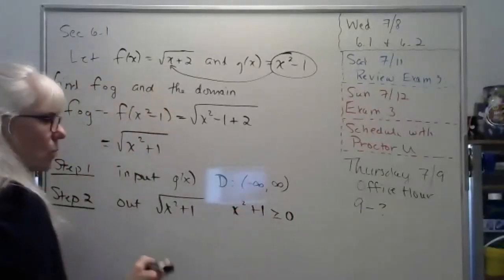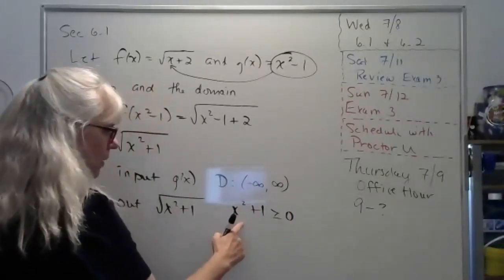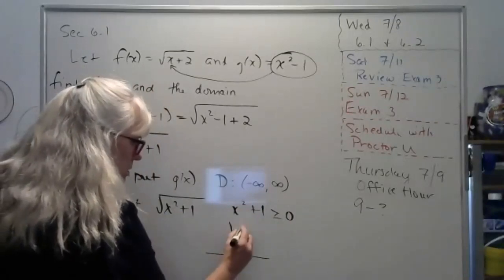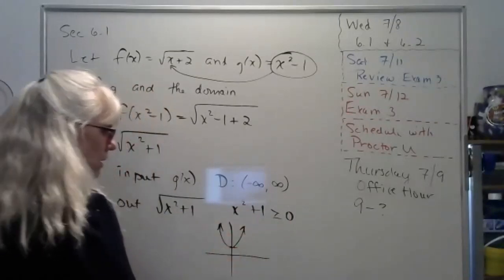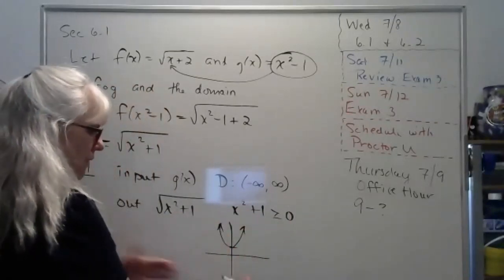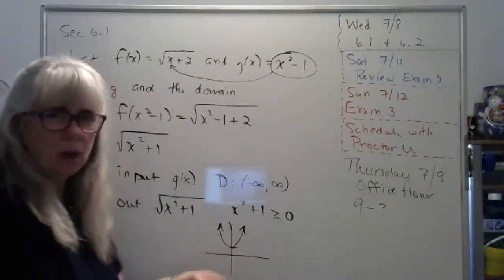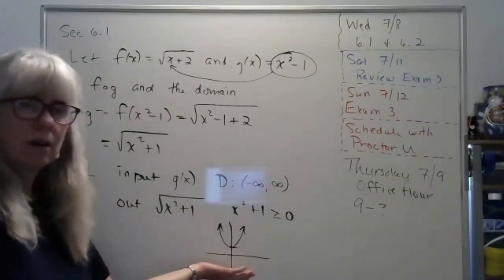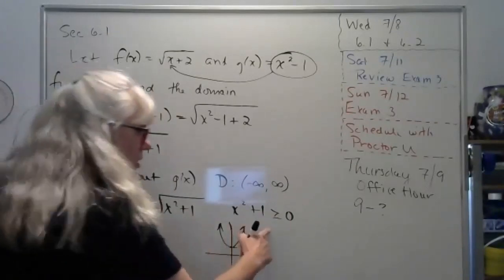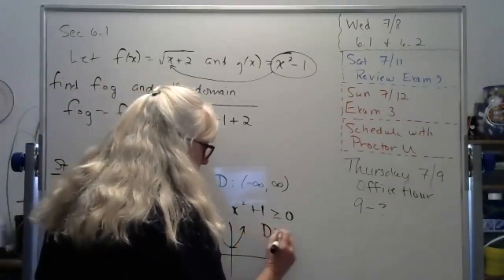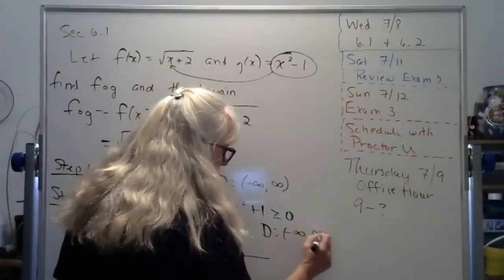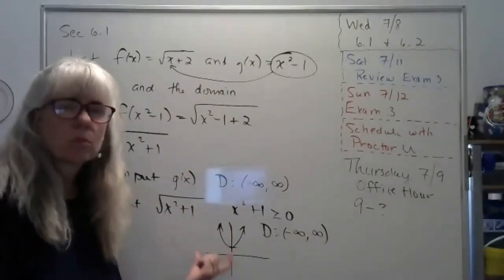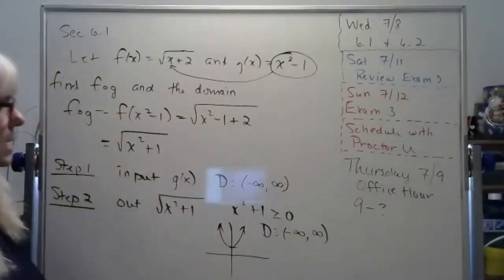So let's think about this from what we do know. We know that this is a parabola. We know that this particular parabola has been shifted up 1, so the graph would look something like this. So is this parabola ever negative? Does it ever fall below the x-axis? Well, no, it's always above. So this is always true. So our domain here is also going to be from negative infinity to infinity. So it doesn't have any restrictions because that parabola is never below the x-axis. Well, that makes it easy.